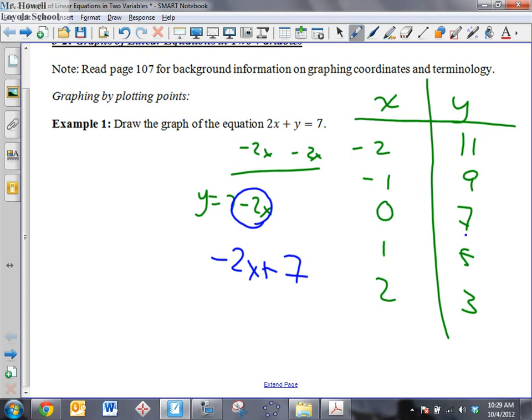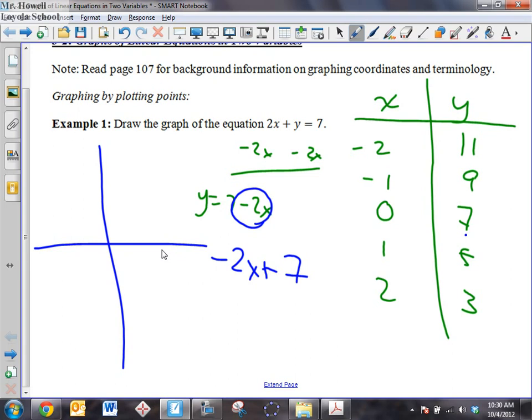Questions? We got 5 points. Please draw yourself an XY axis. And a lot of you didn't see this, I put it on Moodle. Please get some graph paper. Can you use it now? Yeah. If you have it, use it now. I want you to have graph paper and a ruler. Graph paper and a ruler.